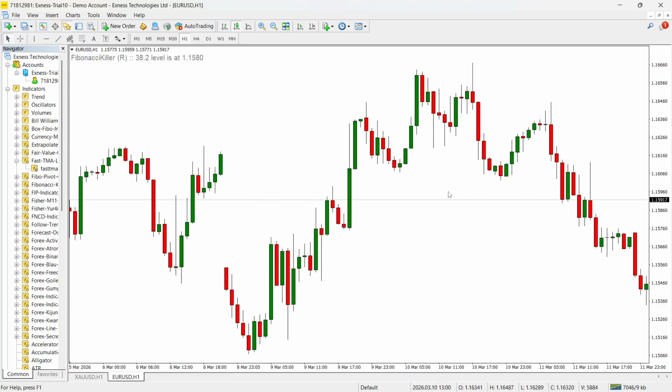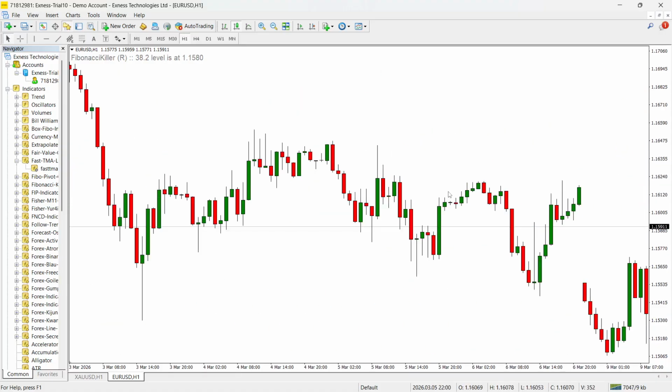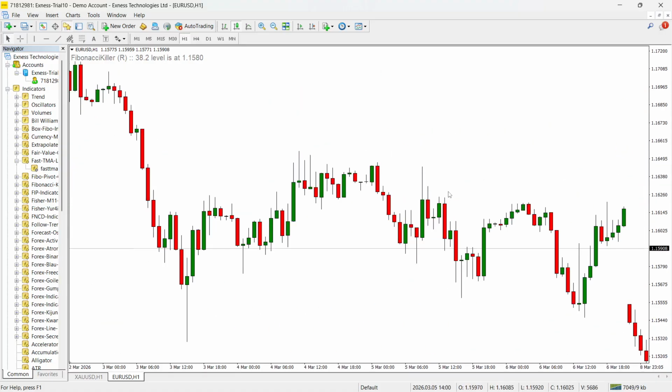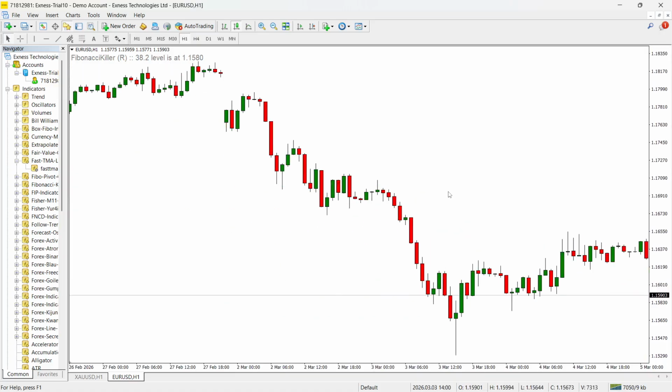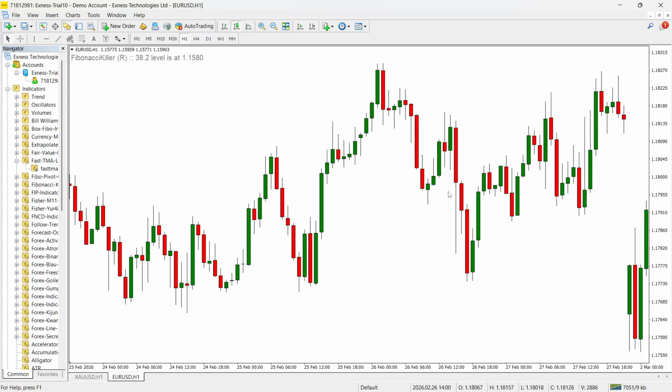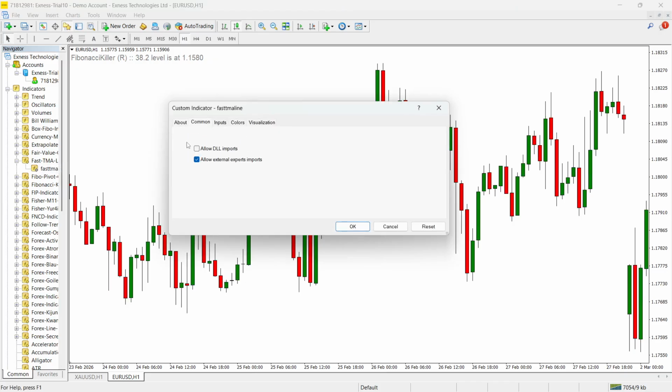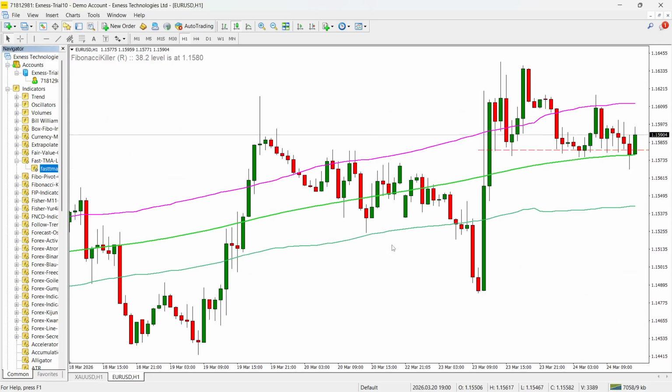We'll cover how this triangular moving average line appears on the chart, what its slope and position imply about trend and potential reversal points, and how you can use it as a responsive trend guide. At this point, I'll load the indicator on the chart so you can see how it looks in real time. Remember to allow DLL imports, and there we have it.